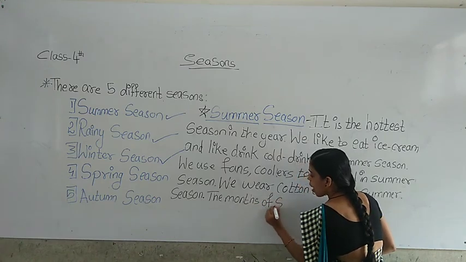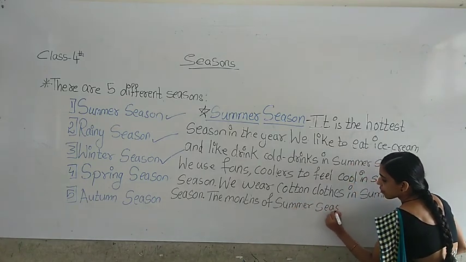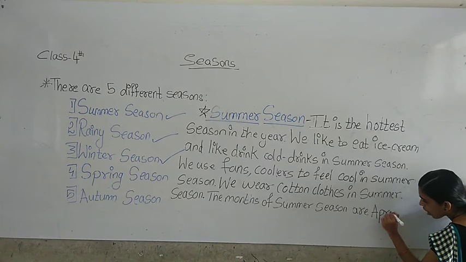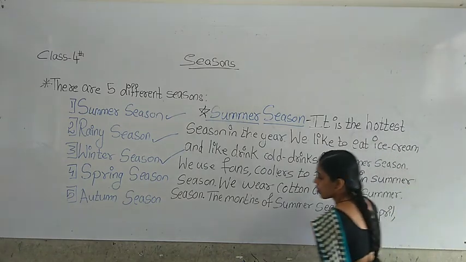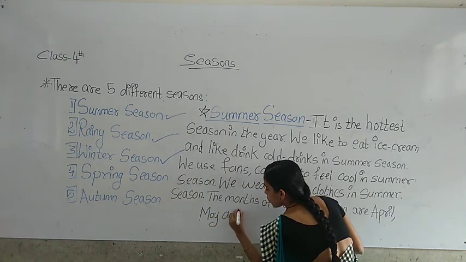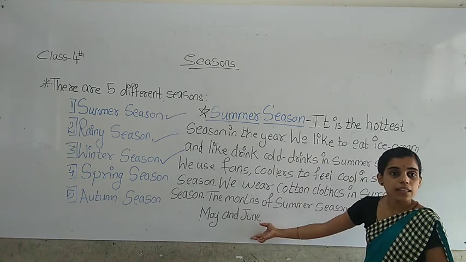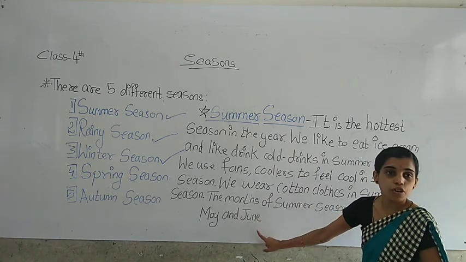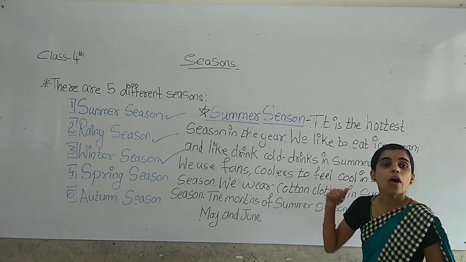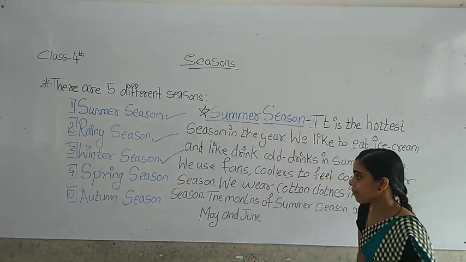The months of summer season are April, A-P-R-I-L, April, May, June. So in the middle of June we can also see the summer season, not the full month of June. Still 15 days or 10 days we can see the summer season till June. So April, May, June, these are the months of summer season.